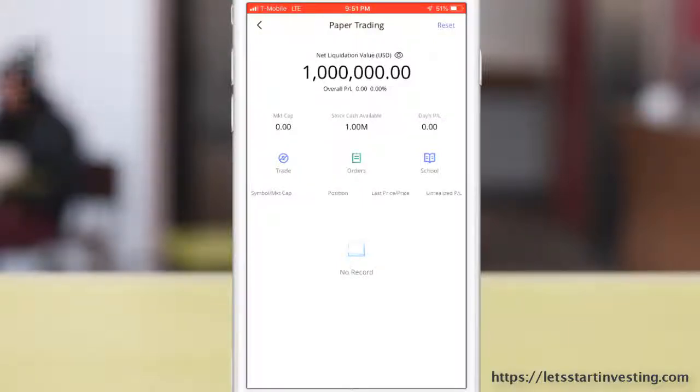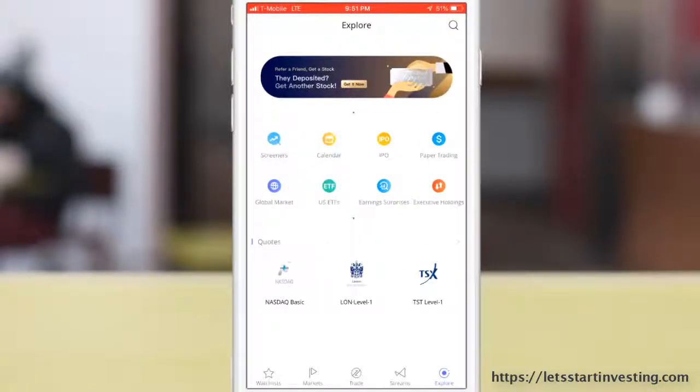And then if you ever want to reset it, you can just reset it at the top corner. It'll give you back your $1,000,000. You can start all over. It's all free.